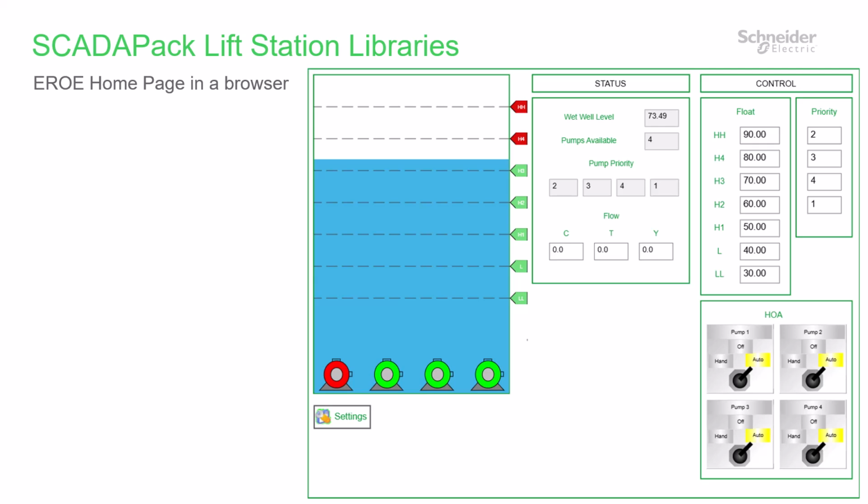You'll see that pumps 2, 3, and 4 are running, and that the wet well level is currently 73.49, between the H3 and H4 set points. The HOA switches show that all 4 pumps are in auto mode. Pump 1 is off because it's configured to start up last in the priority list. All of the control set points are available along the right edge of the page. This soft HMI can be modified as required with the Aero Studio software.